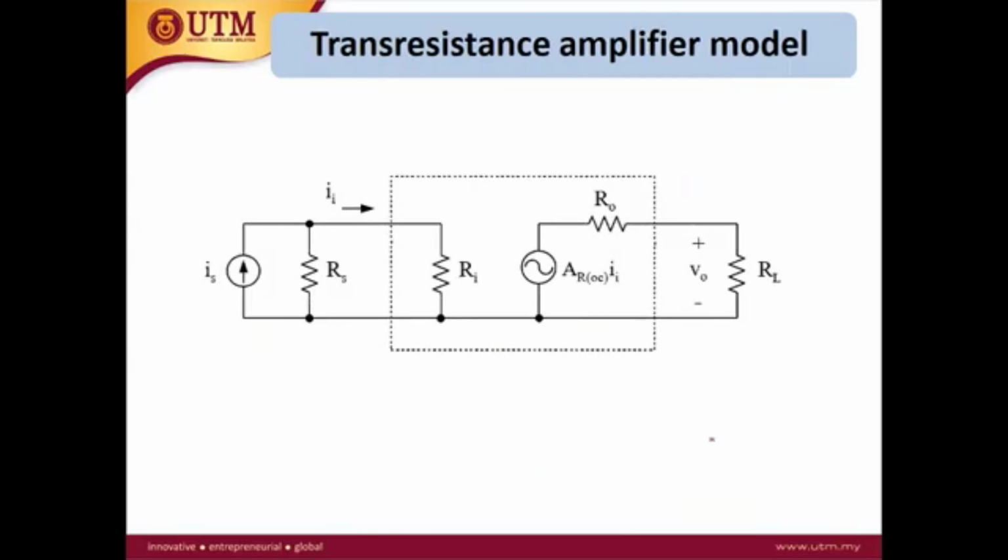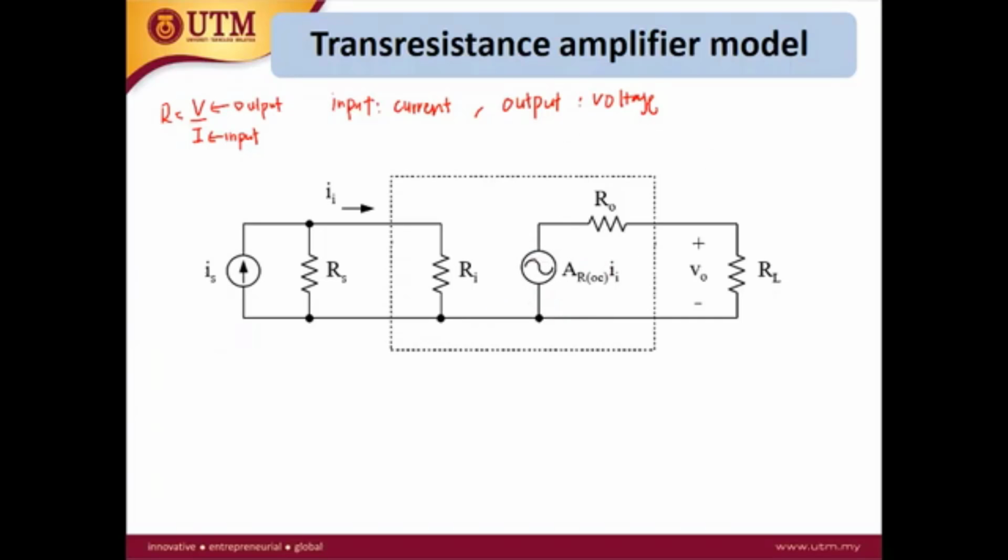Okay, and then the transresistance amplifier. The transresistance is V over I. So the input is current, and the output is voltage. So the source should be a current source, and since the output is voltage, we use the voltage source.